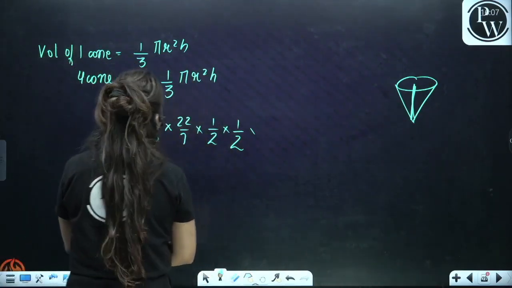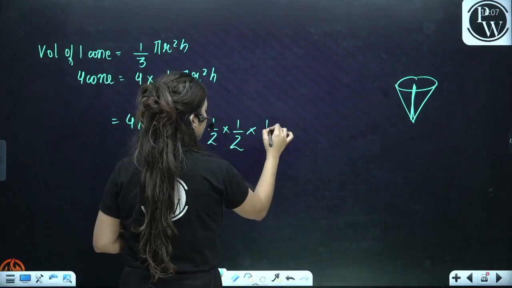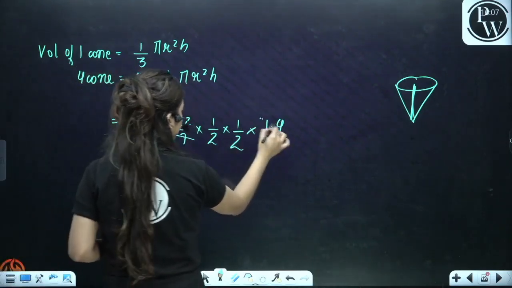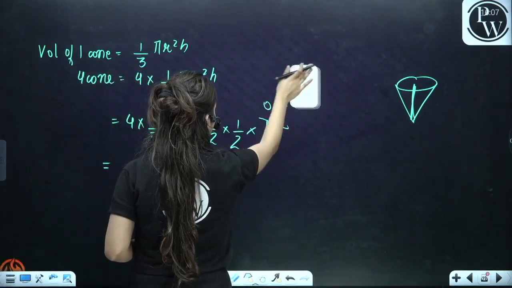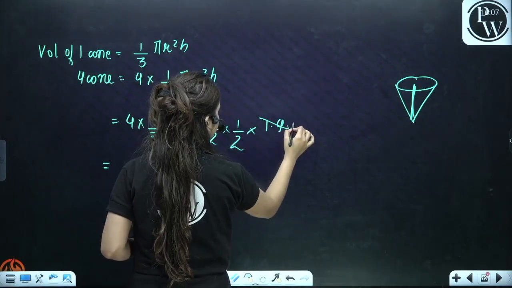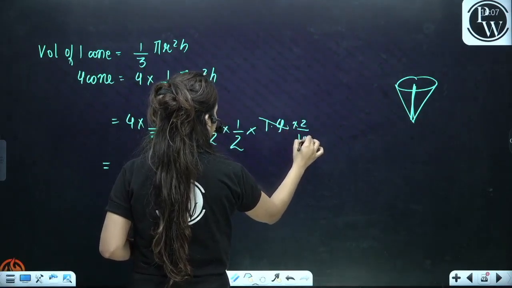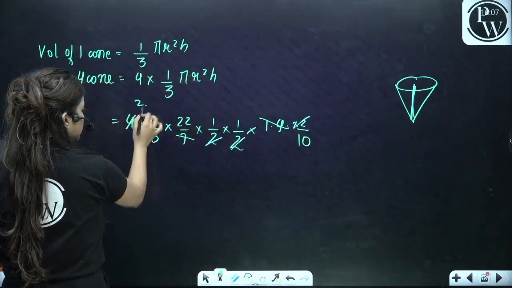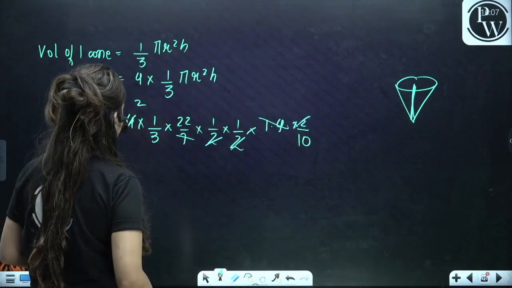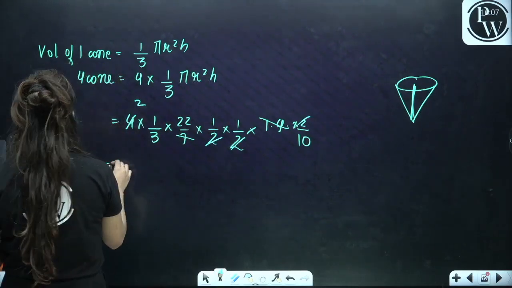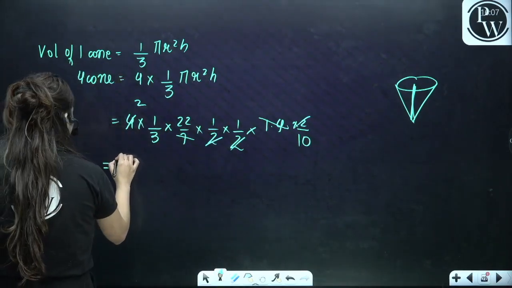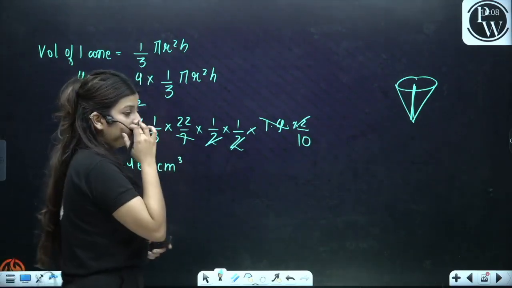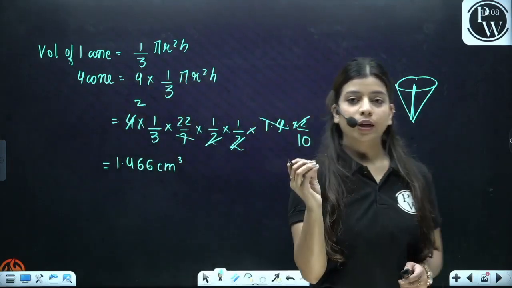So this will be equal to what? Into 1.4. This will get cancelled, giving 0.2. 0.2 can be written as 2 by 10, so 2 and 2 will get cancelled out, and we multiply everything. What we get as the volume of 4 cones is 1.466 centimeter cube. So this is the volume of the 4 conical depressions.